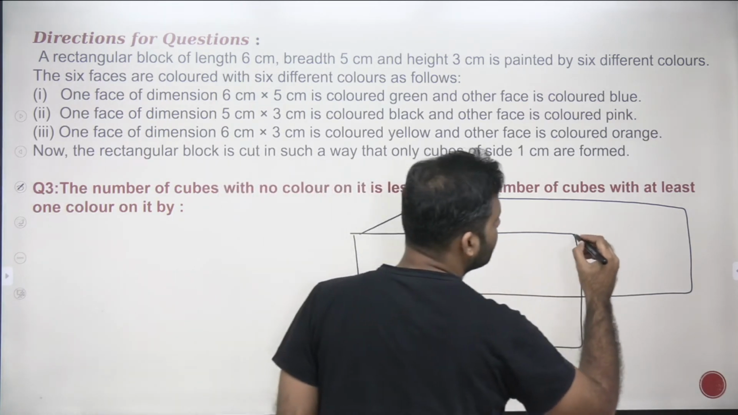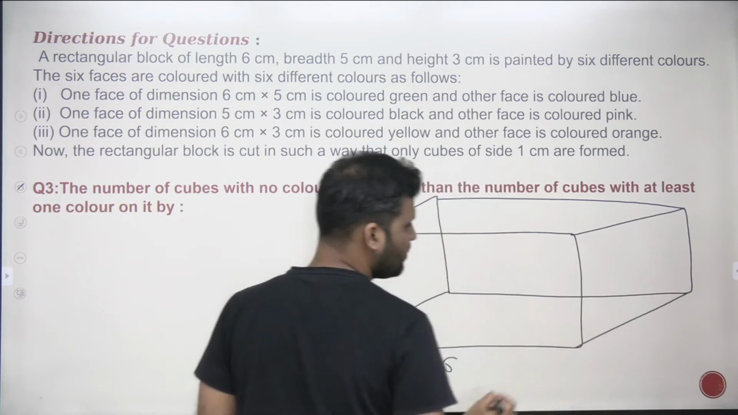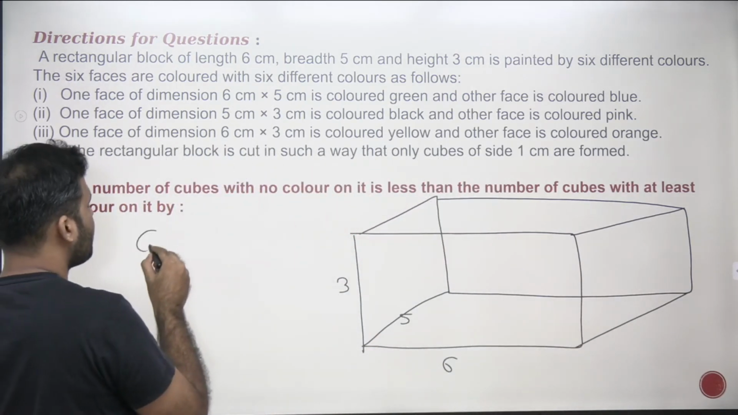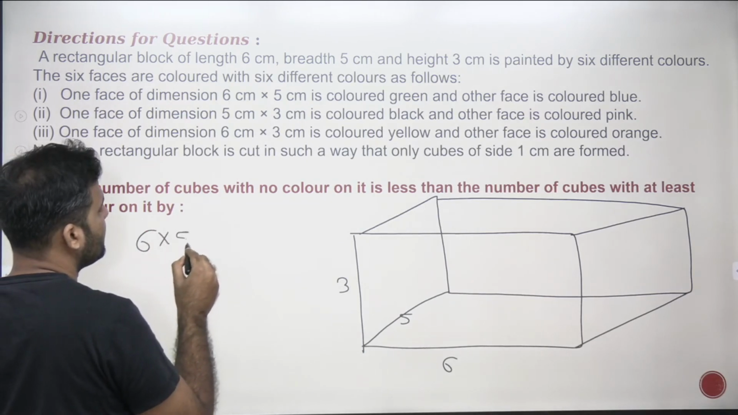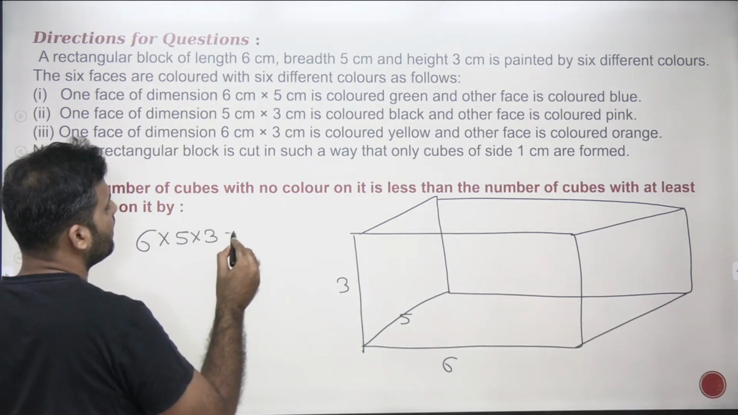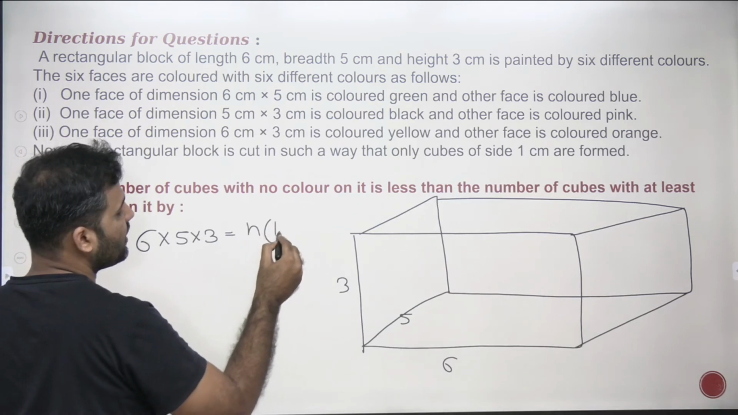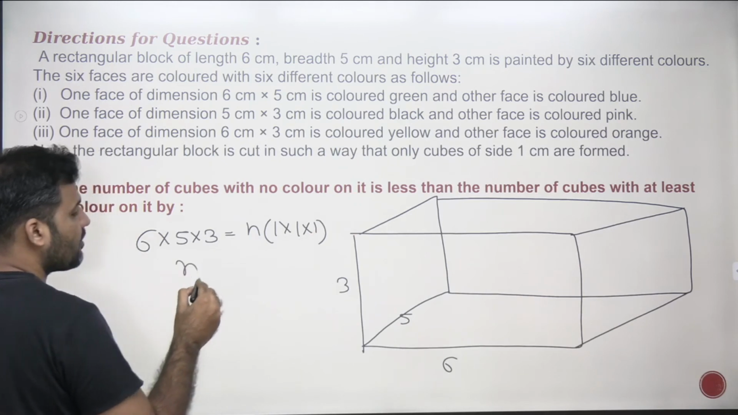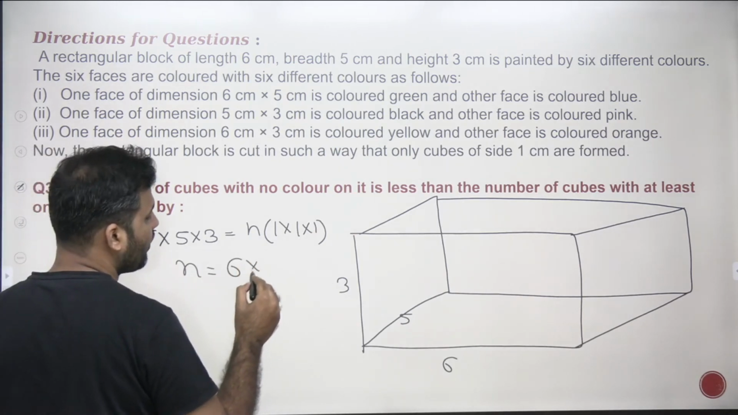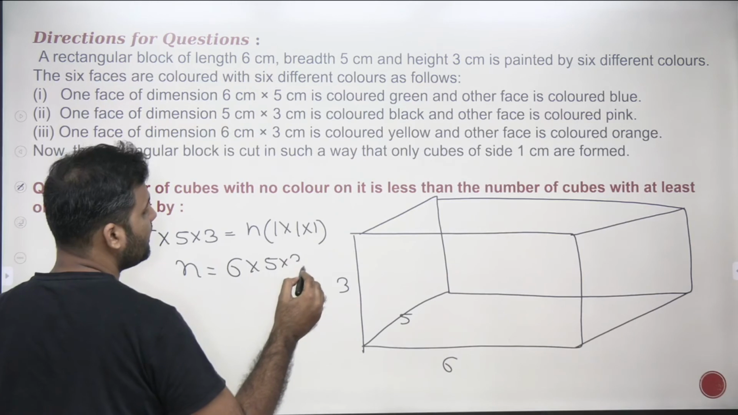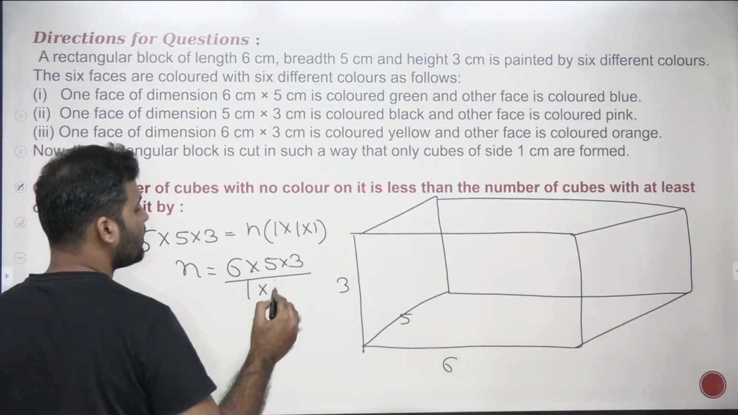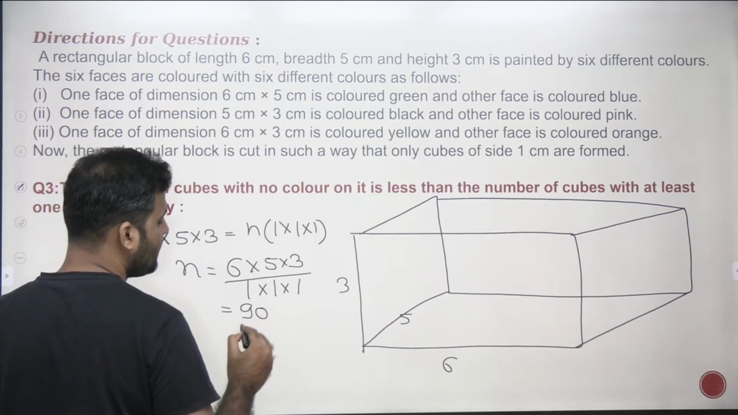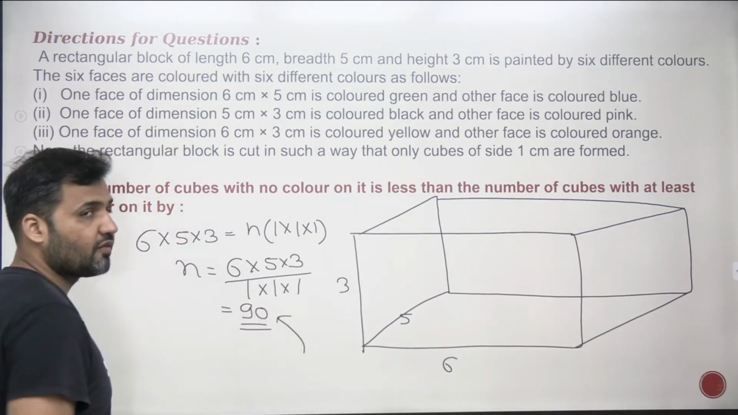So when you cut this complete cuboid into cubes of 1 centimeter each, the total number of cubes that you will have would be 6 into 5 into 3, equal to n number of cubes with a length of 1, width of 1 and height of 1. So the total number of cubes that you will be able to take out would be 6 into 5 into 3 divided by 1 into 1 into 1. That means the total number of cubes will be 90. So 90 is the total number of cubes that you will be getting from it.